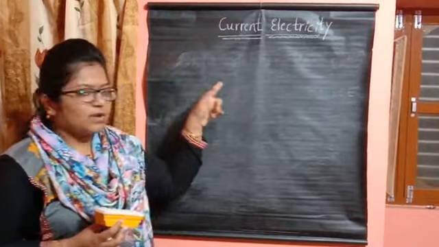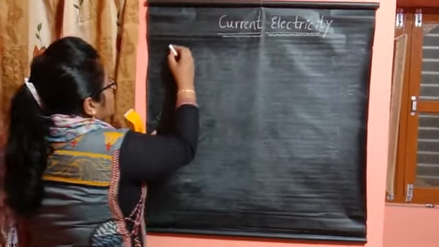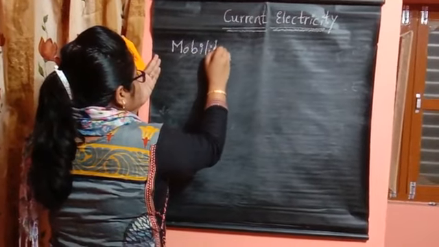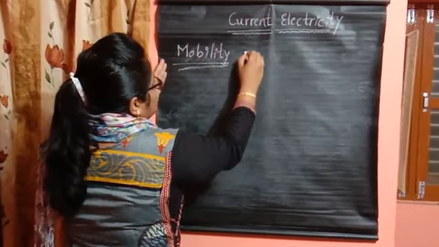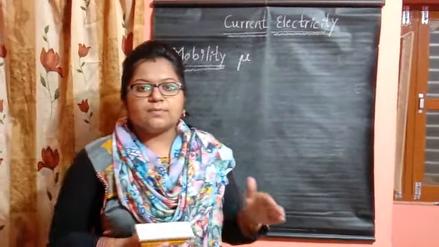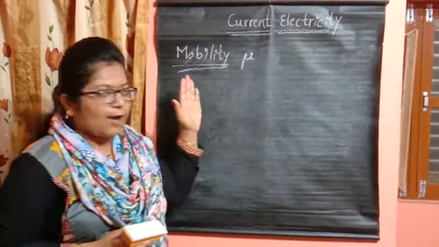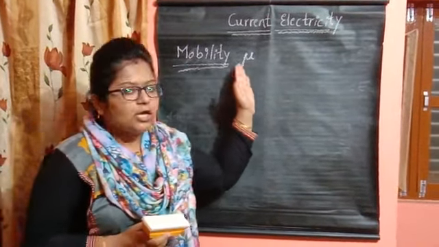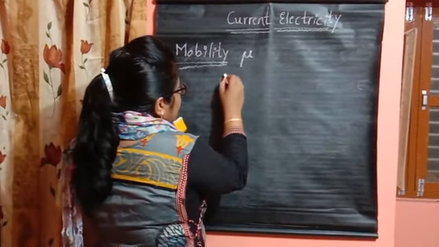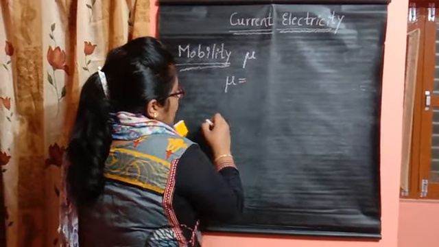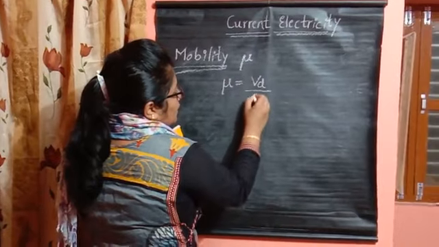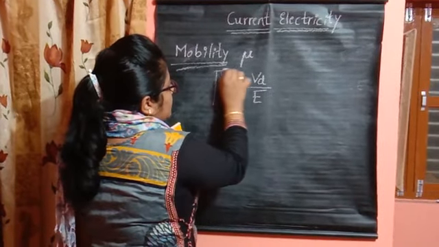Among them, the drift velocity you have studied. One more important property of the free electrons is mobility, which we can denote as mu. When the free electrons are moving in a conductor, they will have mobility, which is denoted by mu. So what mobility is this? We can define mobility of the free electrons as the ratio of drift velocity to the applied electric field.